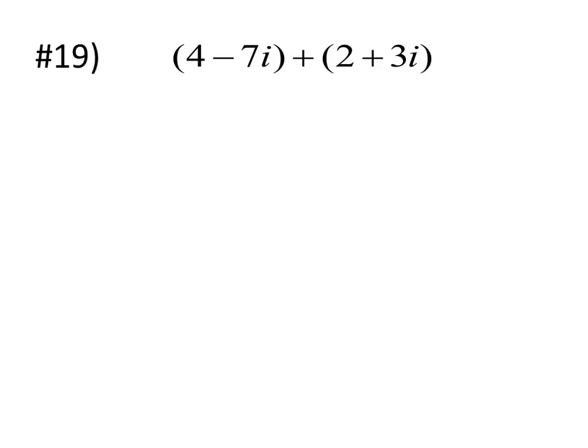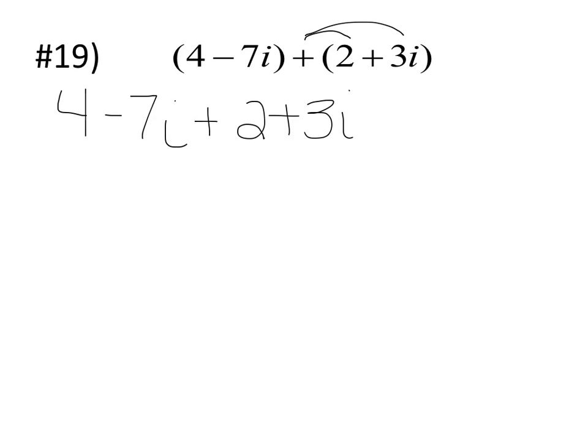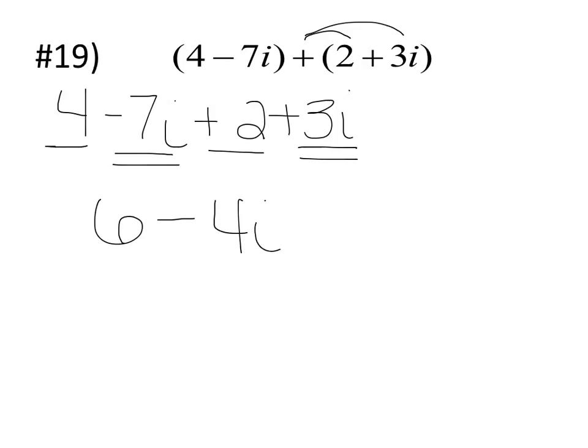Okay, now we're actually doing operations on i, which are just like combining like terms. So since we're just distributing a negative 1 here, we have 4 minus 7i plus 2 plus 3i. Now all you're going to do is combine like terms. So you have 4 plus 2 and negative 7i plus 3i. So 4 plus 2 is 6, and negative 7i plus 3i is negative 4i. And since they're not like terms, you can't combine them, so that's your final answer.